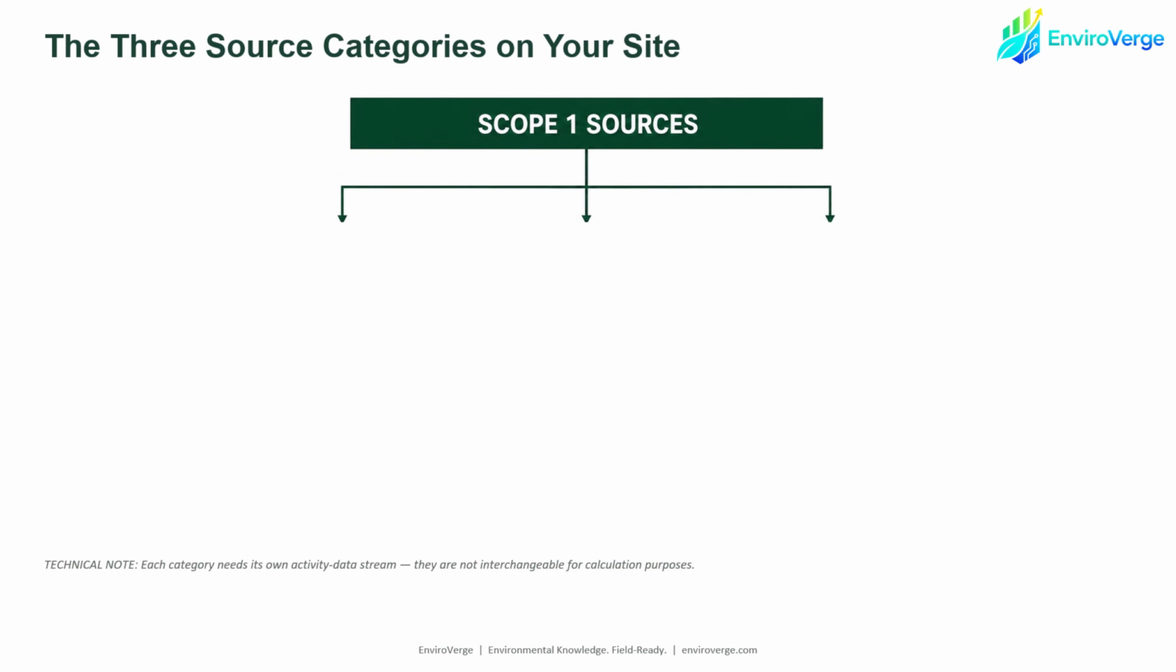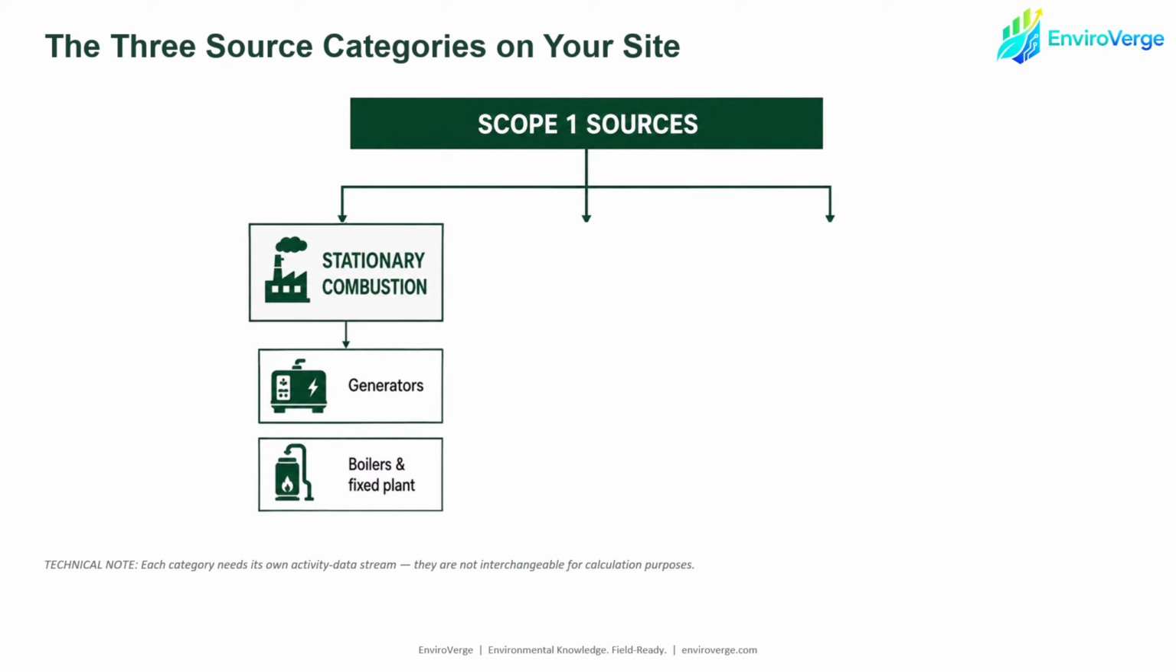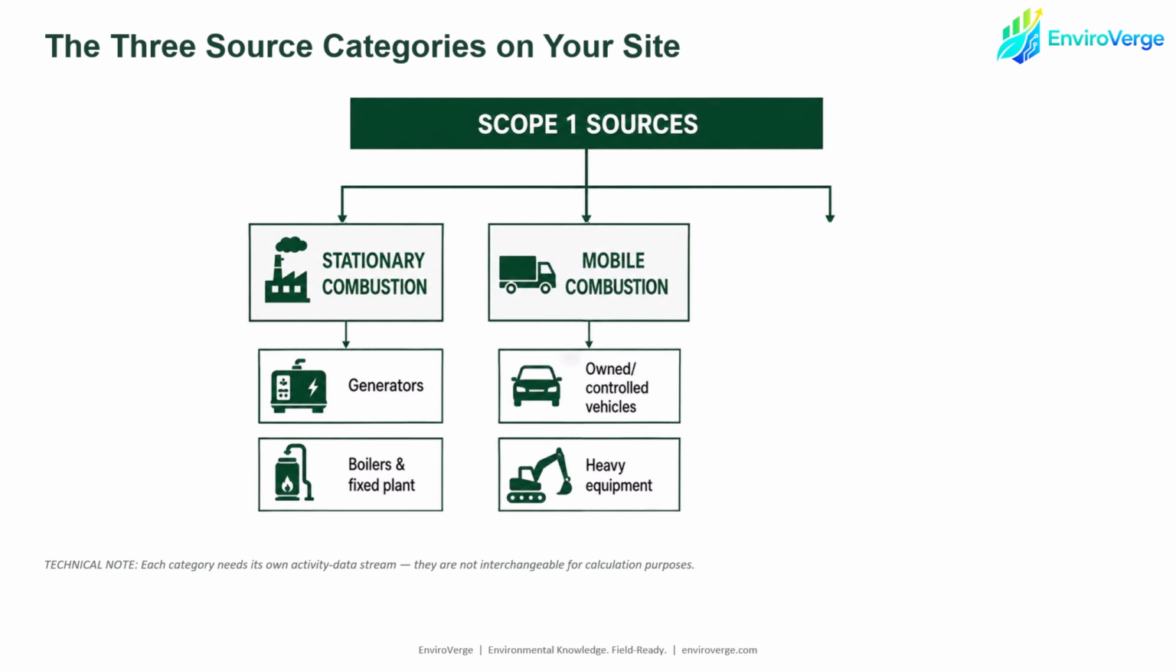On a construction site, Scope 1 breaks into 3 source categories. Not 1 total, but 3 separate streams, each with its own data requirement. First, stationary combustion. Your generators, your boilers, anything burning fuel in a fixed location on site. Second, mobile combustion. Your owned or controlled vehicles and heavy equipment. Excavators, dumpers, site vehicles, anything that moves and burns fuel.